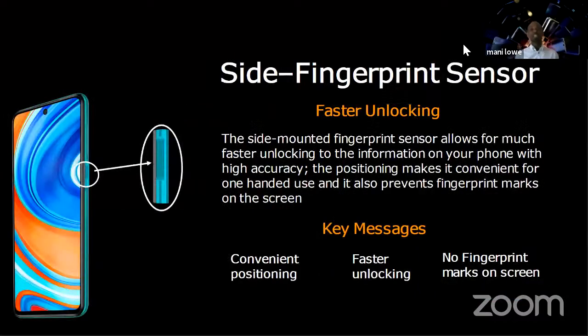So the side fingerprint sensor, this is very, very important, okay? Now, when you pick the phone up, it's easy, you're automatically in the right position as well. It's very convenient, which means you can unlock the phone a lot quicker. But also I want to highlight, it doubles up as the power key as well. And also, no finger unlocks on the screen. So there's benefits there.